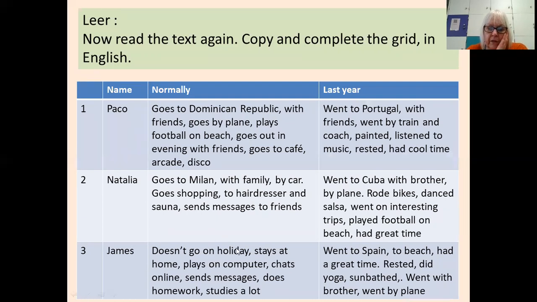And James, this was the one who had pictures of him studying. He doesn't normally go on holiday. He stays at home, plays on his computer, chats online, sends messages, does homework and studies a lot. Last year, though, he went to Spain to the beach. He had a great time. He rested, did yoga and sunbathed. He went with his brother and he went by plane. I haven't added up how many bits of information there are there. There's a lot.